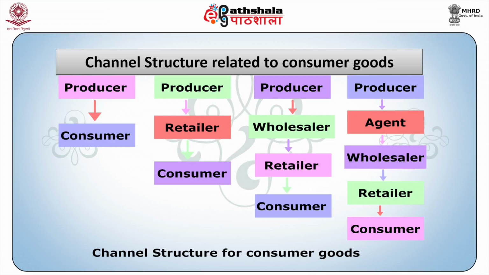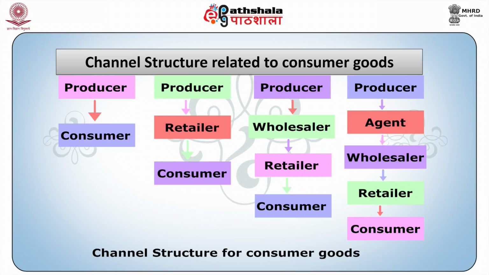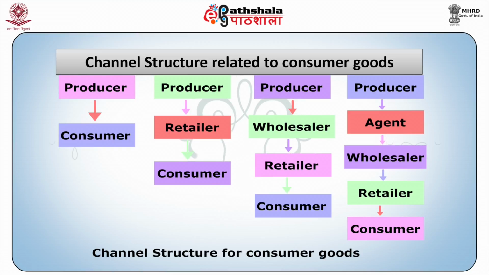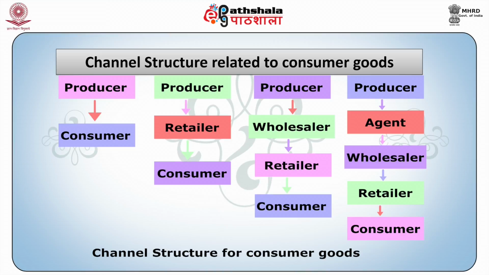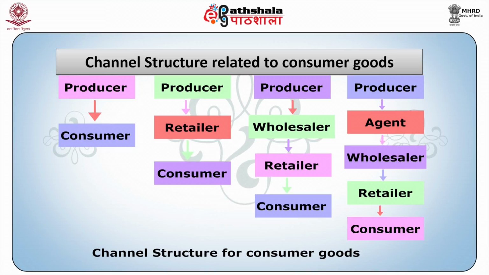Then there is producer to agent to wholesaler, retailer and consumer channel. This channel is the longest and indirect channel. It can be used when a manufacturer wants to enter into an export market. It can also be used by smaller organizations who want to expand their business in a remote market and don't have sufficient knowledge about the market.